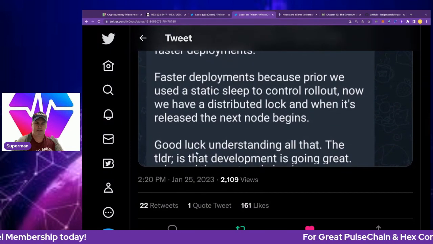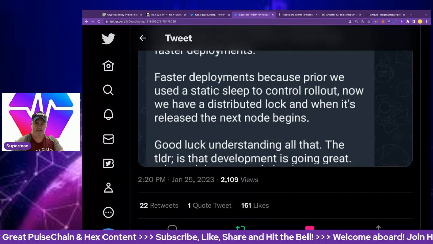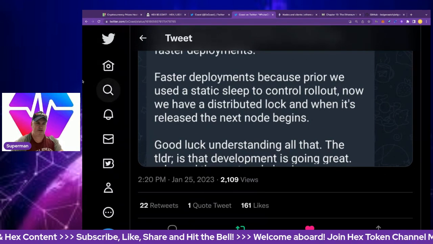That's kind of cool. So good luck understanding all of that. The TLDR is that development is going great. If you don't care about any of the technical terms and you just wait for Pulsechain, the development is going great. So that's great news from the team.